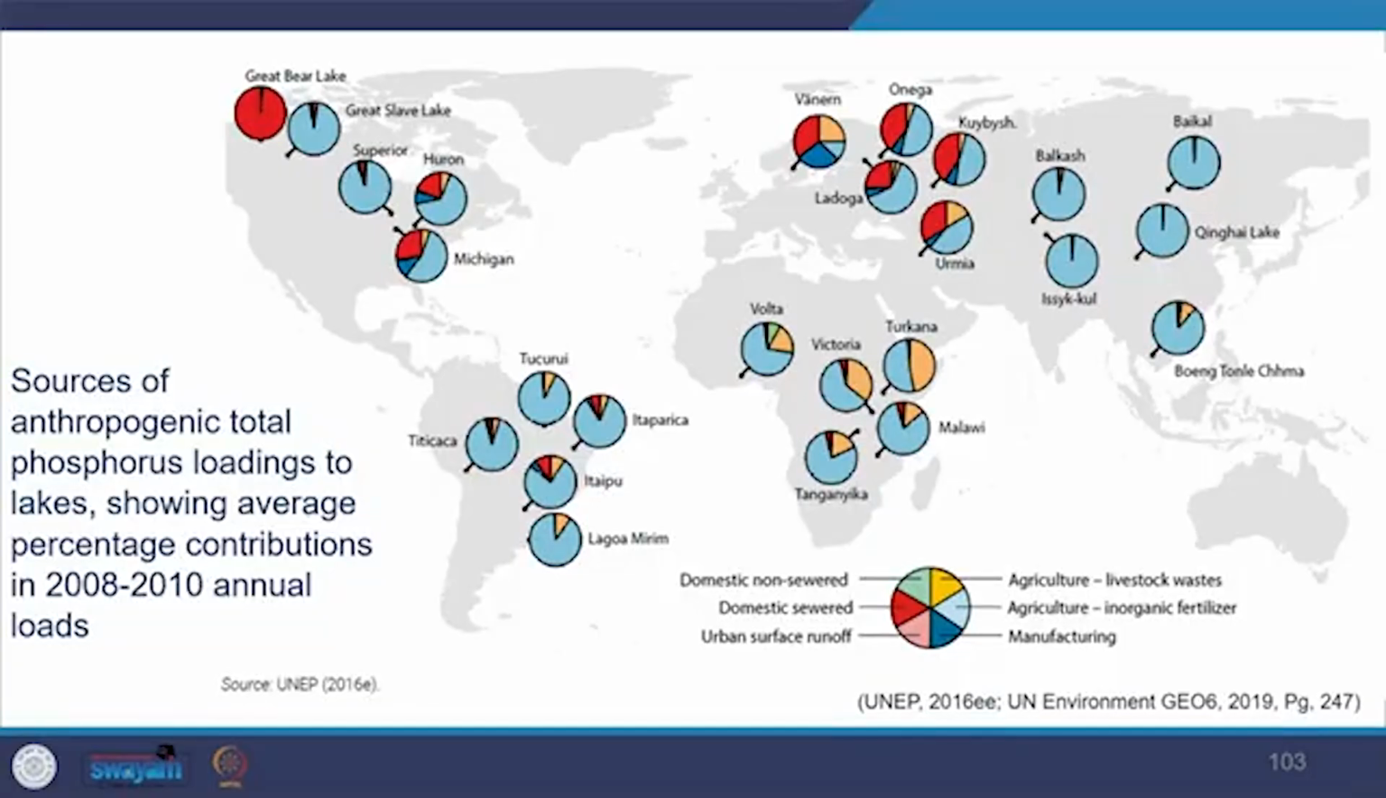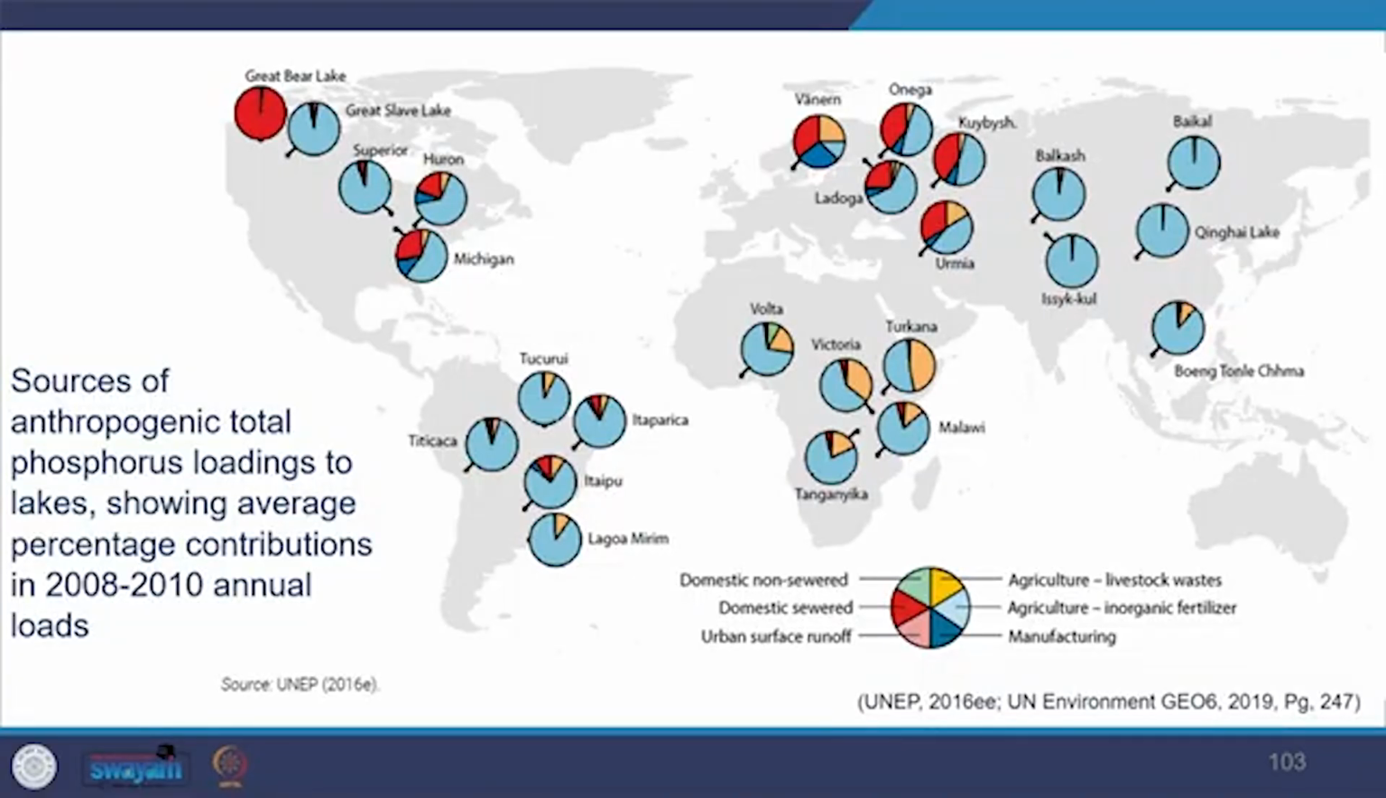sediments. So in the image you can see anthropogenic total phosphorus loading to lakes, the 5 largest lakes by surface area in each of the 5 UN Environment regions, showing average percentage contribution in 2008 and 10 annual loads. You can see how much loading is happening from manufacturing, agriculture, urban surface runoff and so on. So pay attention to those legends and look at the colors, how it is distributed here.